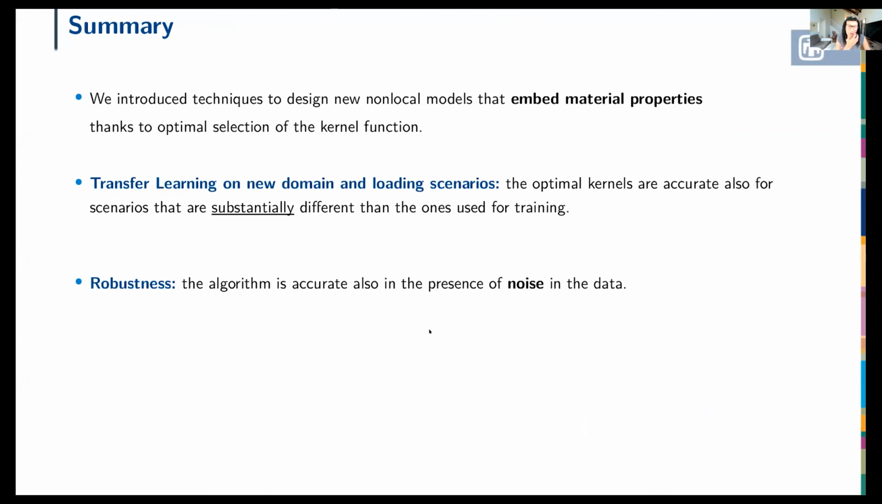We saw from these experiments that with these optimal kernels, we can model scenarios that are substantially different from the ones used during training. This applies to noise and to forcing terms, but it also applies to the size and shape of the domain.